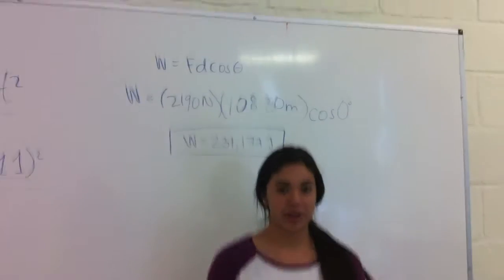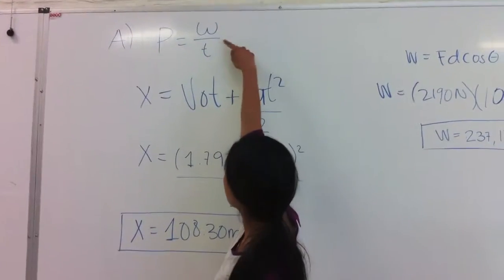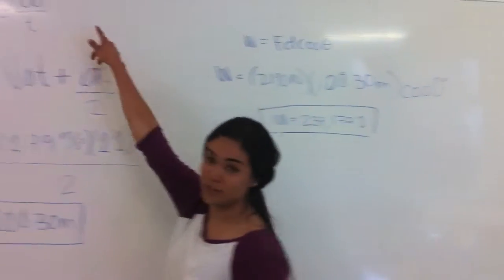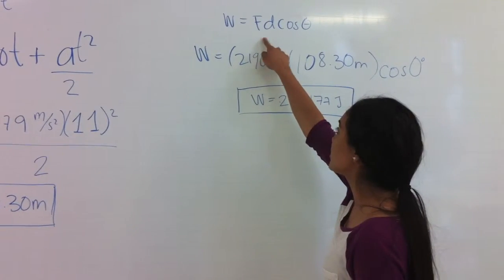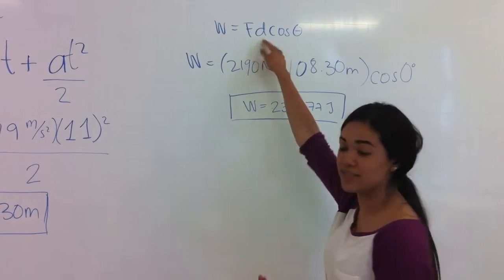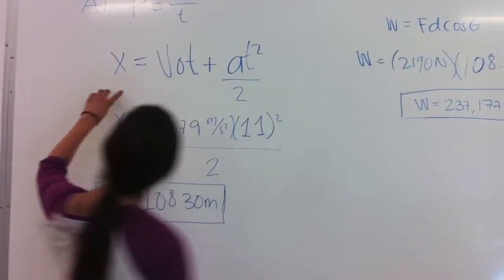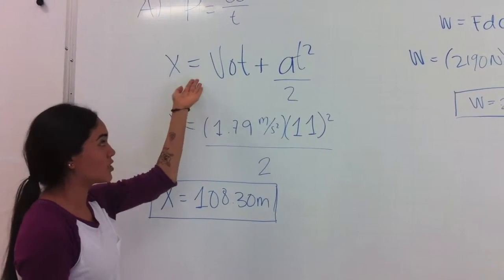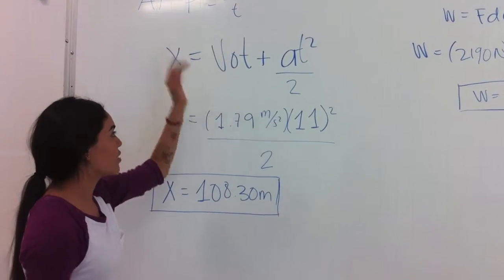So after we have the motor force, we have to get the work. So the formula is power equals work over time. So we have to get the work first. So the formula is work equals force times distance times cosine. So we don't have distance, so we use this formula. There is x equal initial velocity times time plus acceleration times time squared over 2.